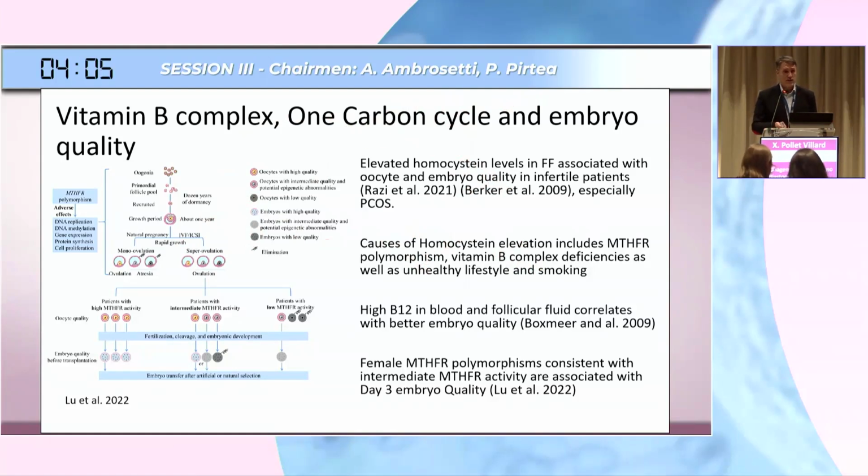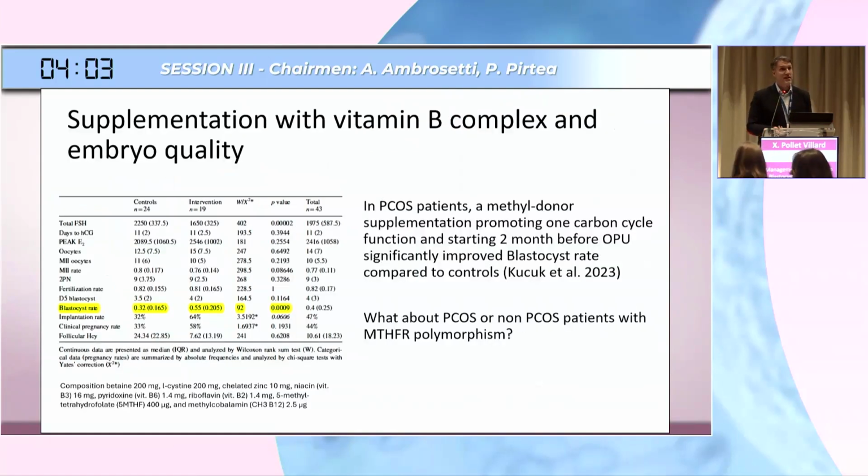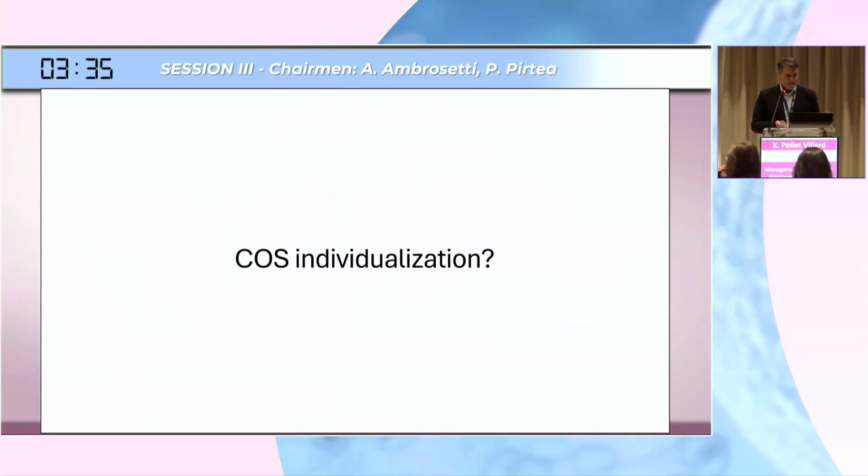But what about giving a supplementation with vitamin B complex? I found one RCT that showed that in PCOS patients, a methyl donor supplementation promoting one-carbon cycle function and starting 2 months, again, before oocyte pickup, significantly improved blast rate compared to control. And I cannot stop thinking about PCOS patients or non-PCOS patients who have MTHFR polymorphism. Will they not be a good population to do the study?